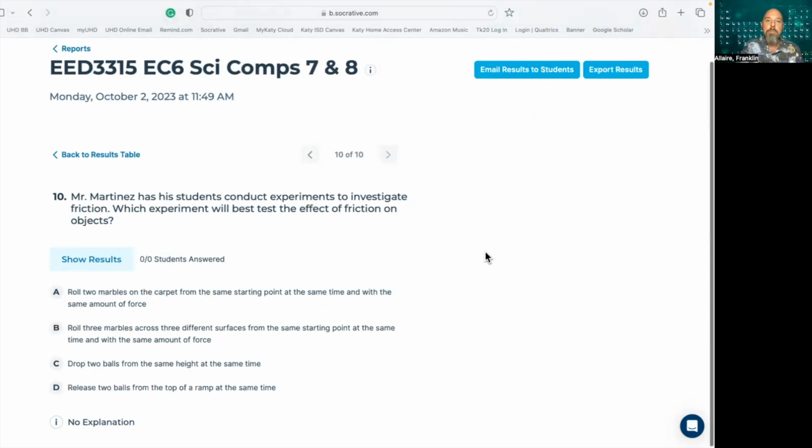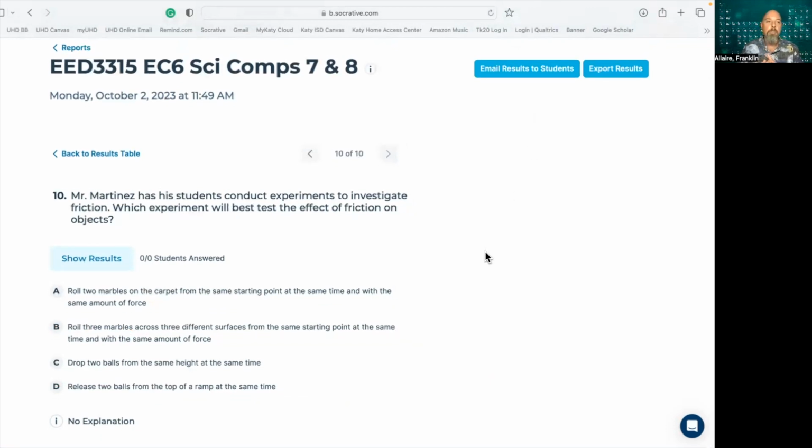There we go. Last but not least, rounding out quiz number 4, Mr. Martinez has his students conduct experiments to investigate friction. Friction is the resistance to movement. So if you, for instance, rub your hands back and forth, you can feel heat from your hands because the friction between your hands is resisting this motion. And the faster you rub your hands together, or the more you press down on them, the more friction there's going to be. So which experiment will best test the effect of friction on objects?